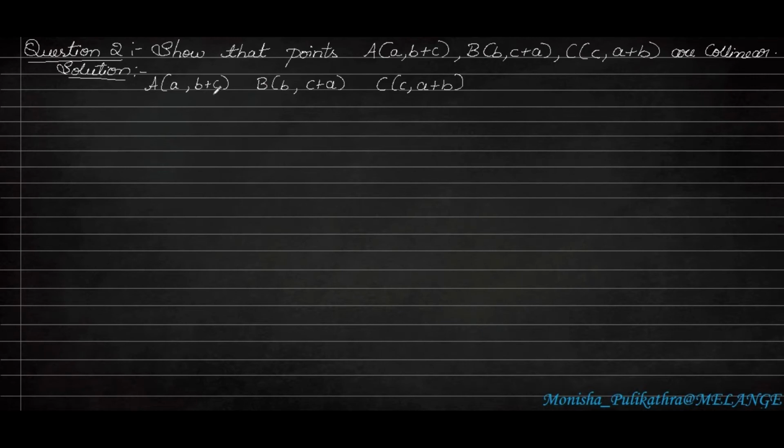Moving on to the second question. Here we have to show that these points are collinear. We have to do it in the same form of area of triangle. So half into, we have to write these points or the vertices in the first two columns of the determinant. A, B plus C, A, B plus C. Next row B, C plus A. And the next row C, A plus B. And the last column should be filled with 1.